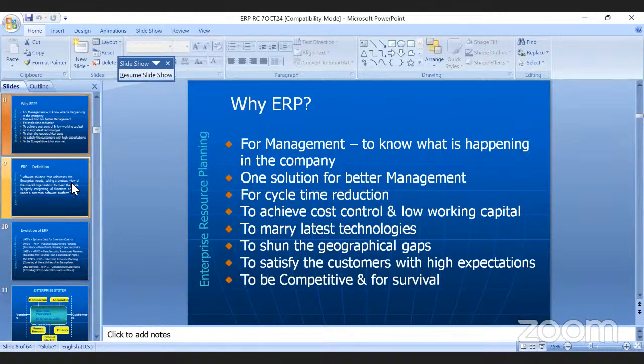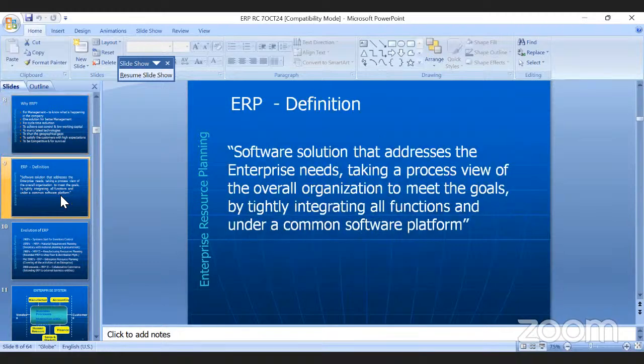So achieving cost control, being competitive, having more technology advancement, all this can happen with the ERP solution. ERP is finally just software. It's people who make it work. It addresses our enterprise needs, taking the process in view. You should know the process.